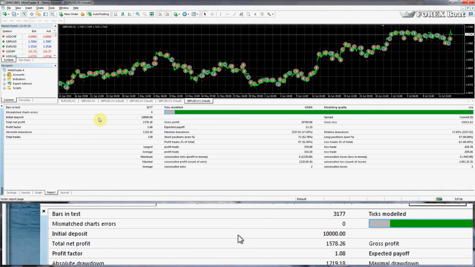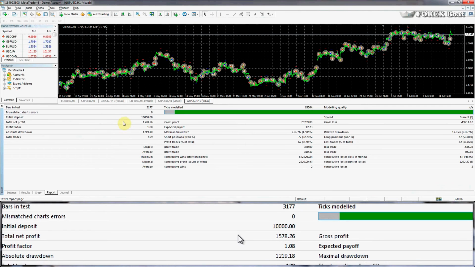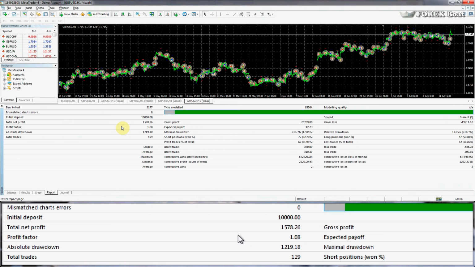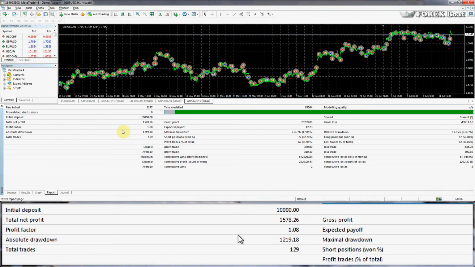If you look at the bottom where the screen is magnified, I'll try not to move my mouse so that you can read. Bars in test tells you how many bars there were in the test. We won't go through this report in detail, just the main points. Initial deposit is how much money you had originally. Total net profit is how much money was earned, absolute drawdown is what the maximum drawdown was, and total trades is how many trades were conducted.